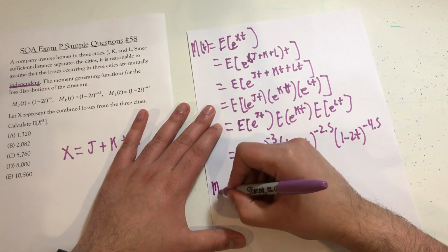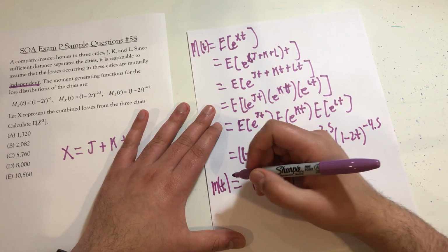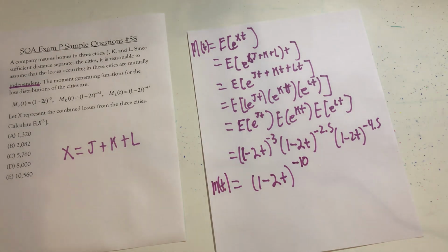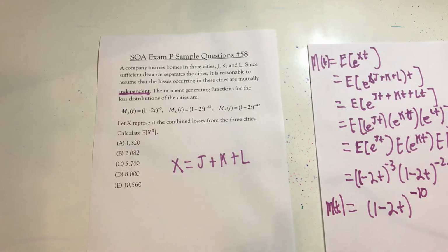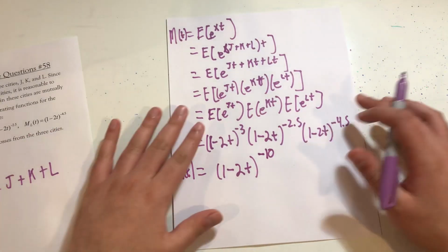And that is our moment generating function. Okay, so that's how we got that. Now that we have the moment generating function, we can do what I discussed earlier, which would be taking the derivative 3 times and then evaluating at 0. All right, so let us take the derivative.